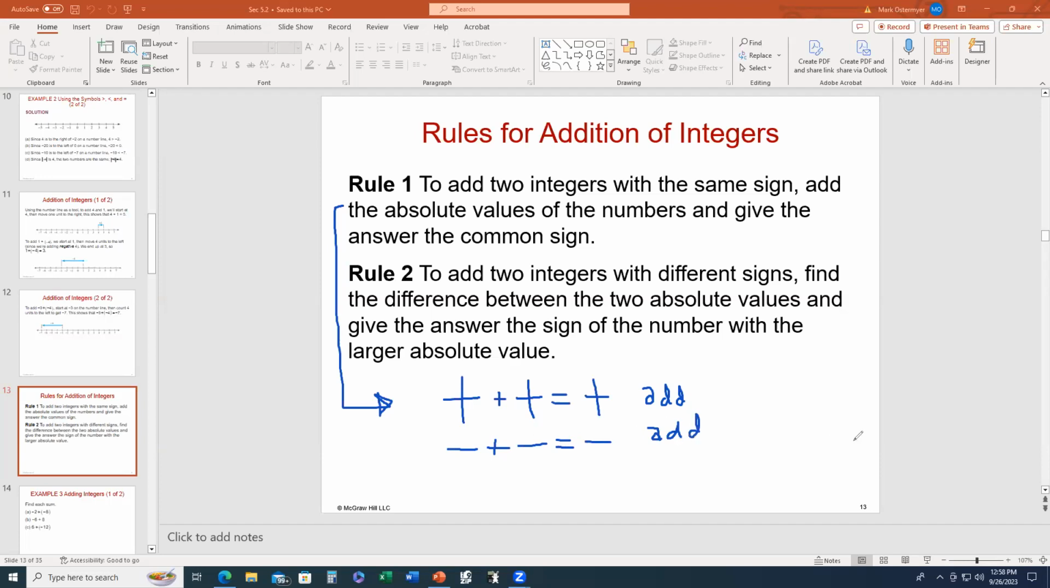So basically put, when you're adding integers together that have the same signs, your answer takes on that common sign. So a positive plus a positive is always a positive, or a negative plus a negative is always a negative. In both cases, we add the numbers together. Here's an example for the first one here. If I have a positive 5 added to a positive 7, I'm going to get a positive what? Well, we add the numbers together: positive 12.